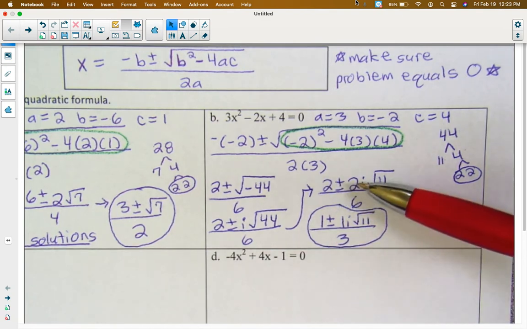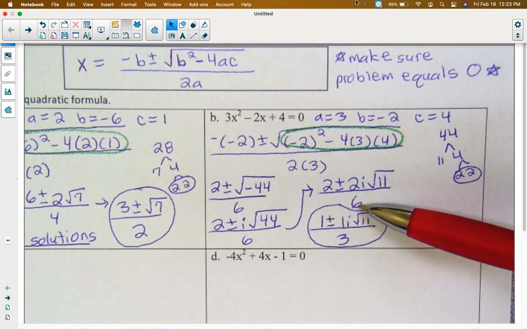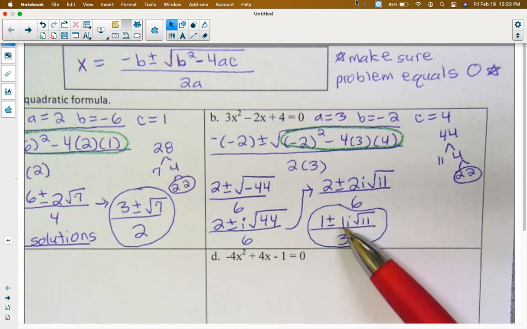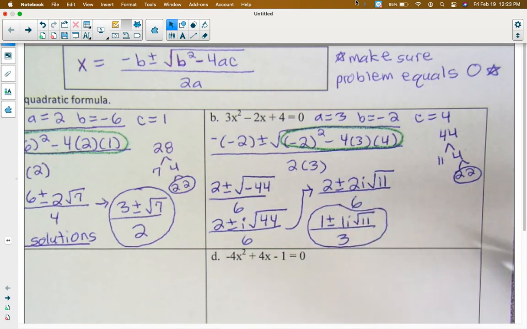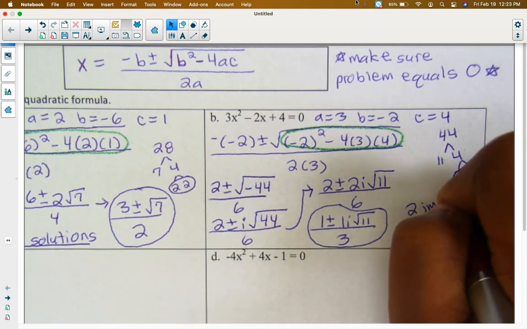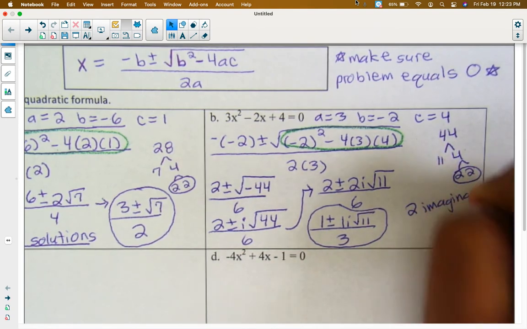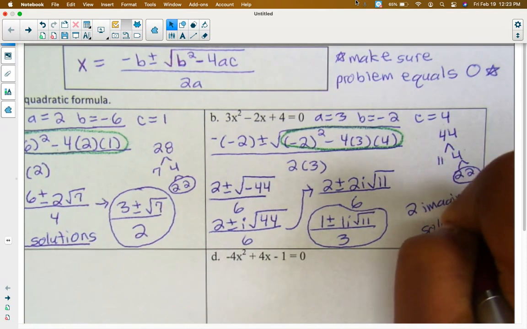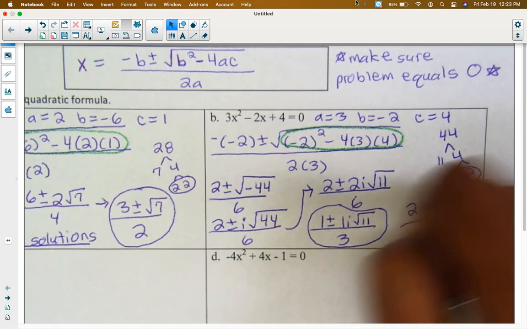2 divided by 2, 2 divided by 2, 6 divided by 2. This one that's right here isn't necessary. I just wrote that there, so when you go back and study, you'll see that we divided everything by 2. And in this problem, we have 2 imaginary solutions.